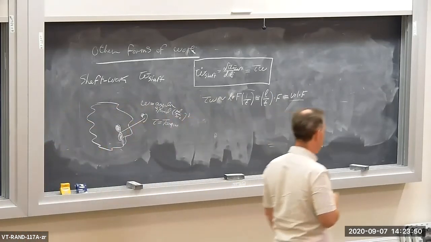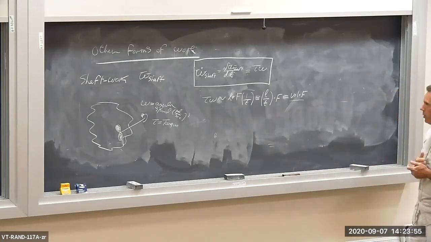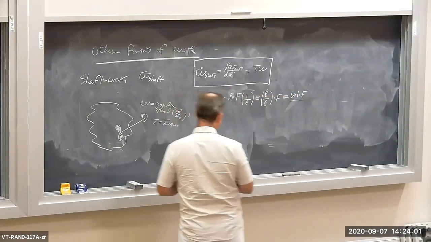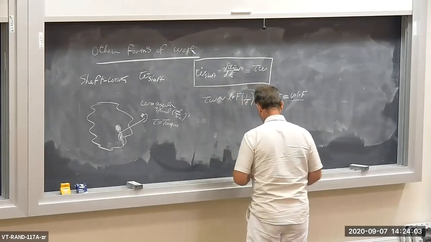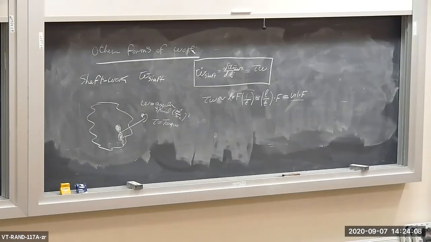Power. Work per unit time. So shaft power, W dot, is equal to the torque times the angular velocity, okay? So that is shaft power.